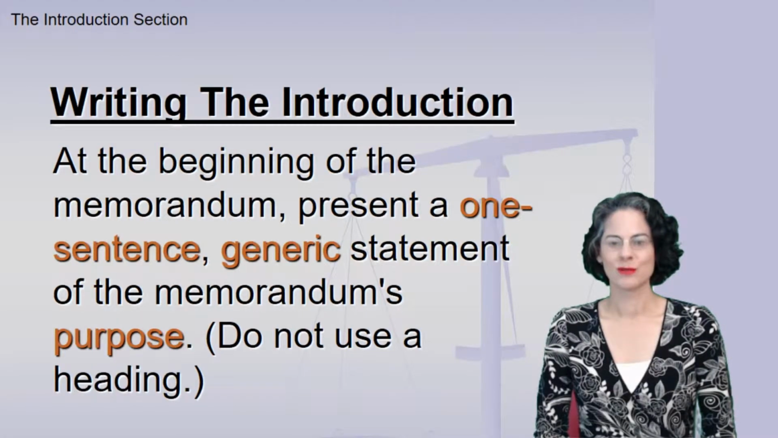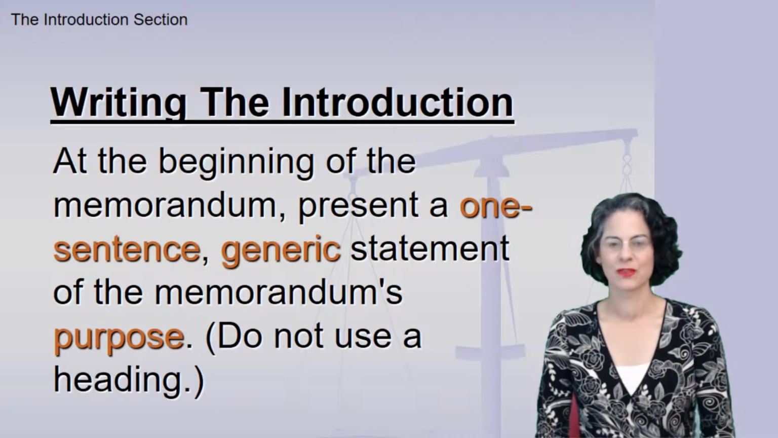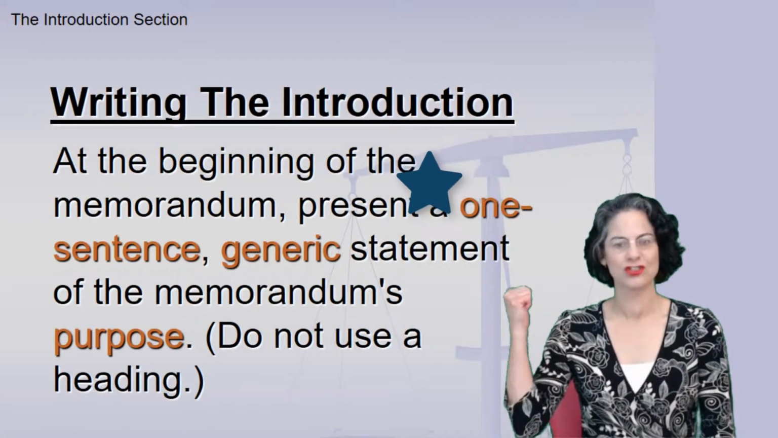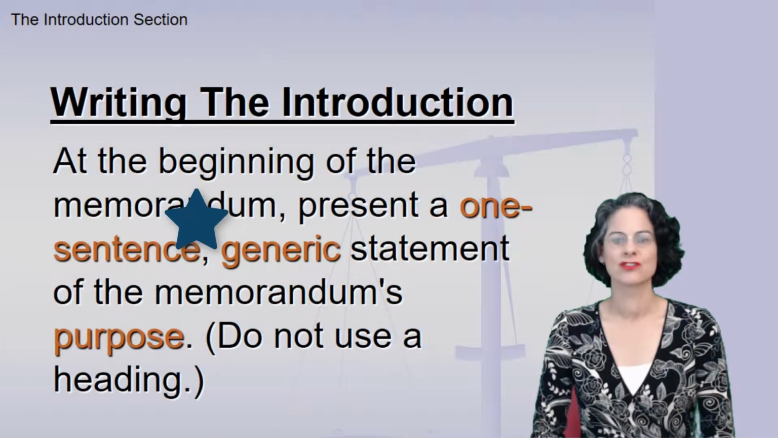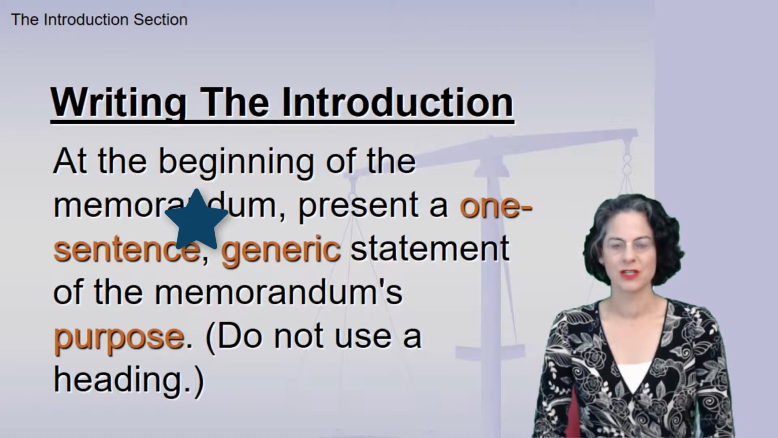Now that you've read the blurb, let's talk about the highlights. First, keep the introduction short, no more than one sentence consisting of at most 3 lines of text. Second, keep the introduction generic. In other words, don't use any party names. Finally, use a high level of generality. Don't be too specific about the facts of the case.